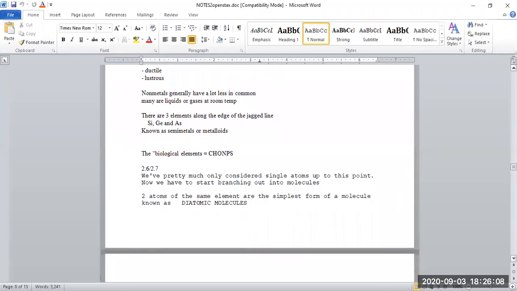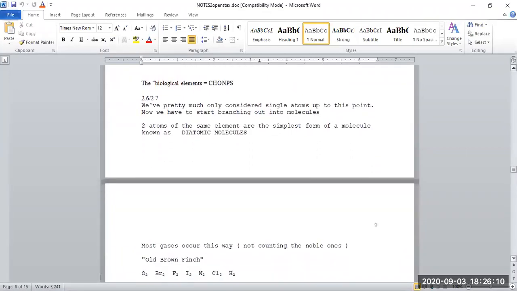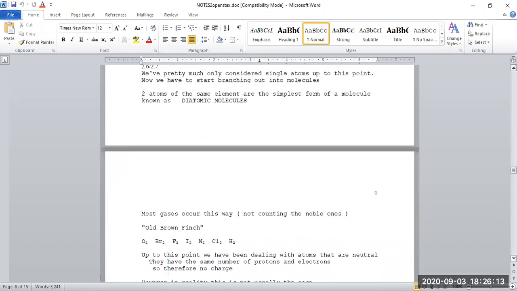And we're going to start with sticking two of the same molecule together. That is the simplest possible way you can get from an element to a molecule. So if you stick two of the same one together, there's a batch of gases that occur this way, but specifically there are 7 elements. Okay, brain tricks, mnemonic devices. There are some other ones. This is the one I'm most familiar with. Old Brown Finch.